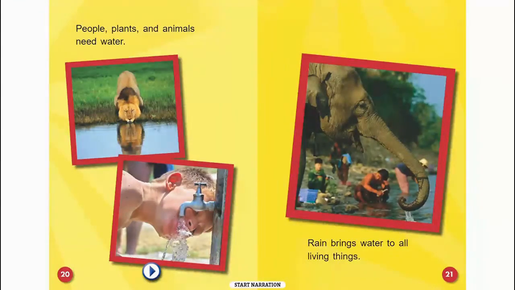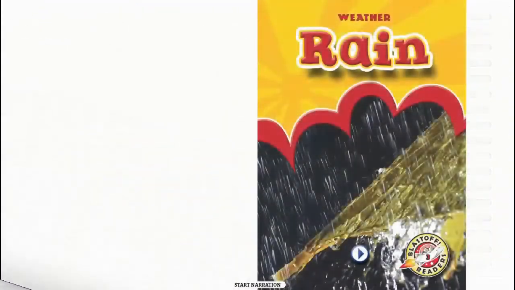People, plants, and animals need water. Rain brings water to all living things. Look at that elephant. The elephant needs water too. That's the end of our story. Now let's get to doing some rain experiments.